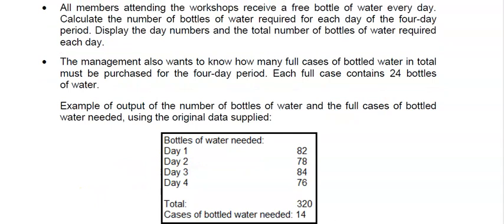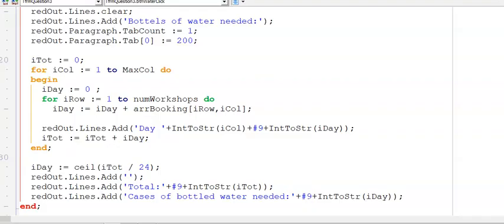Here you can see the number of bottled water needed, and let's have a look at the memo. This question is combining getting a total overall as well as the total per day. But remember, the days are stored in the column, so I'm starting with my for loop for the column using that constant they gave me, so looping from 1 to max col. To calculate the total per day, I need to initialize iday on the inside of this for loop.